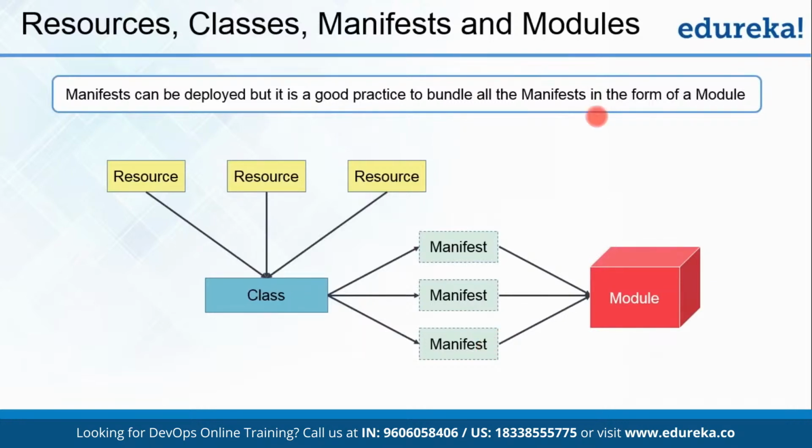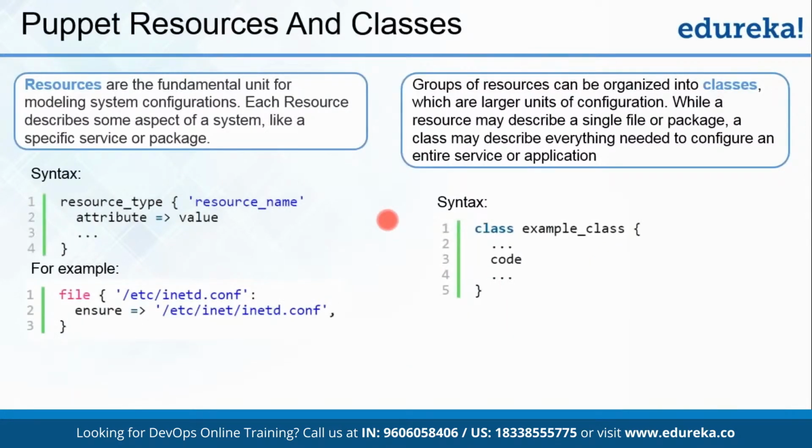Let us move forward and have a look at what exactly resources and classes are in Puppet. Now, what are resources? Anything that is there is a resource. A user is a resource, as I've told you, a file can be a resource. Puppet code is composed primarily of resource declarations. A resource describes something about the state of the system. It can be that a certain user or a file should exist, or a package should be installed.